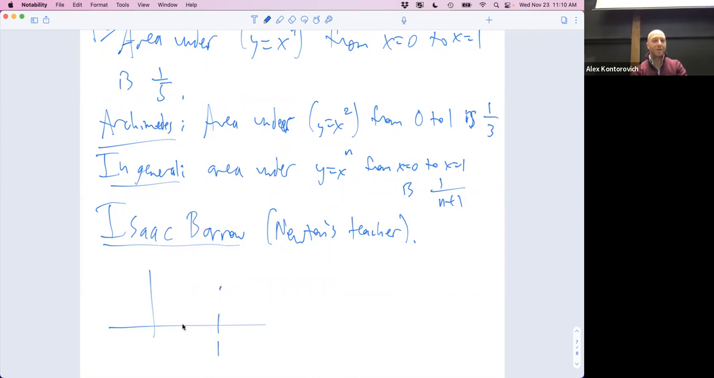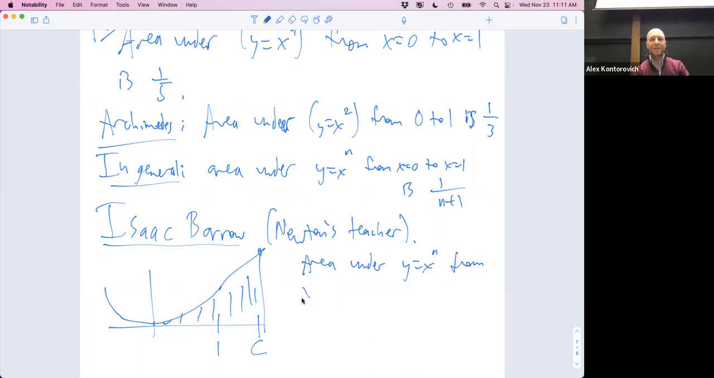Why stop at 1, 1? If you take the function y equals x to the n out to any constant c, you get a similar computation. So he works out that the area under y equals x to the n from x equals 0 up to x equals c turns out to be this 1 over n plus 1, which would be the case if c is equal to 1, with a factor of c to the n plus 1.